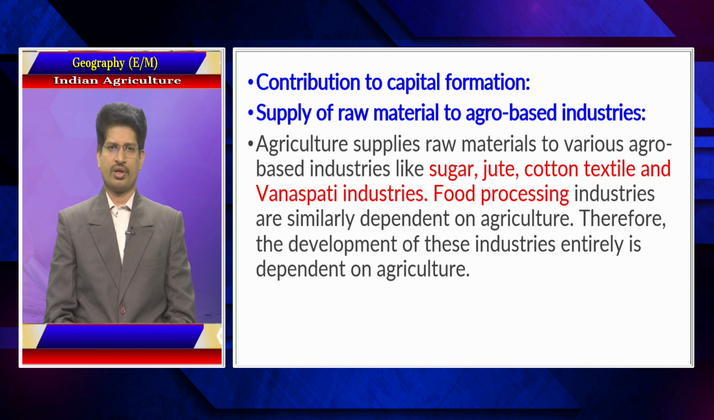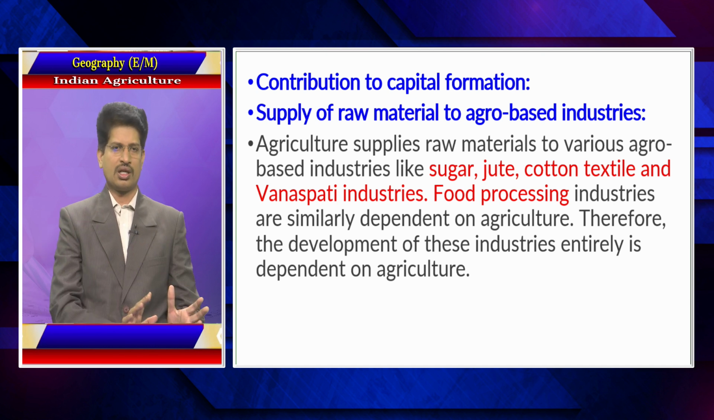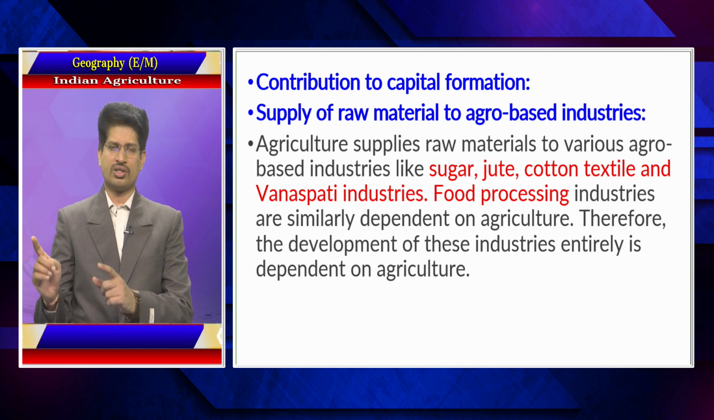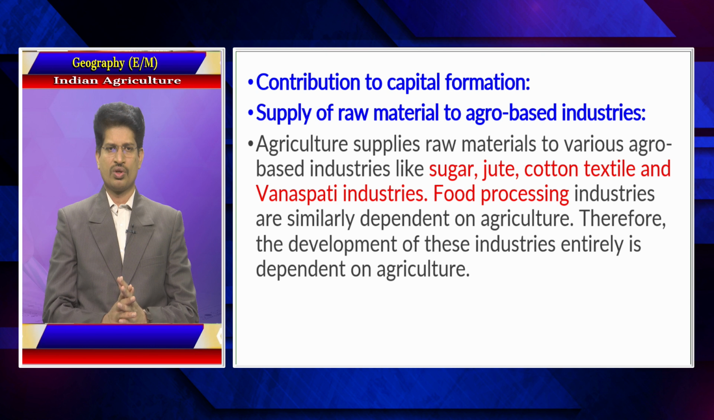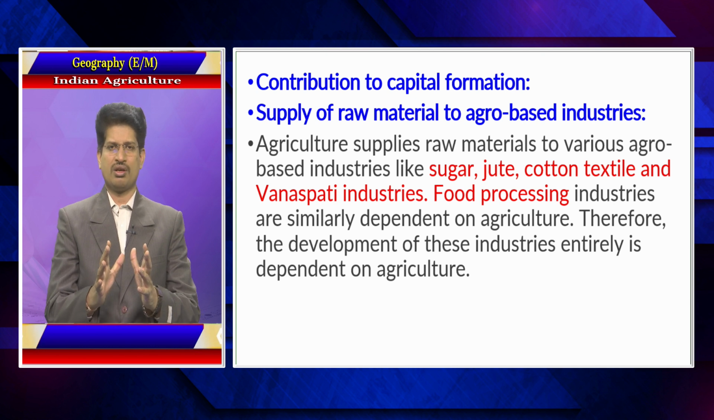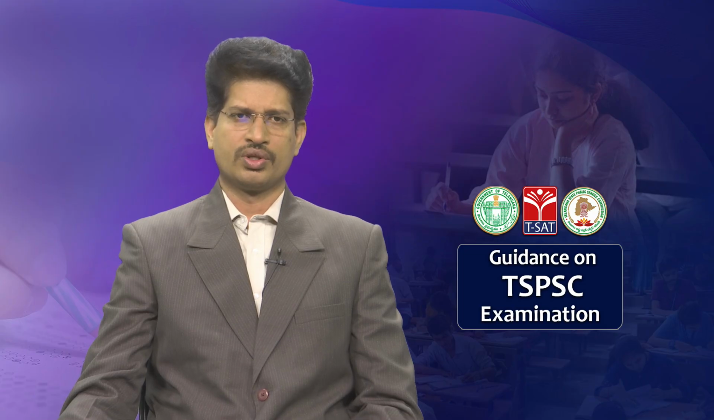Support of raw material to agro-based industries. The supply of raw material to agro-based industries led to the development of industries because of agriculture. The sugarcane industry can exist only when raw material is supplied from agriculture. The cotton and textile industry can survive only when cotton is supplied from agriculture. So all these industries are dependent upon agriculture, which is another significance of agriculture.